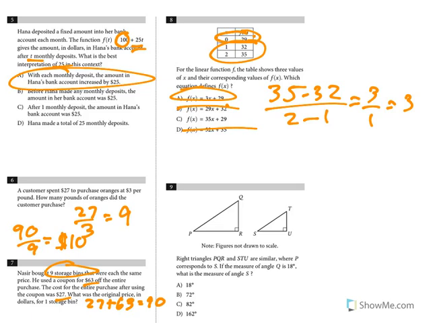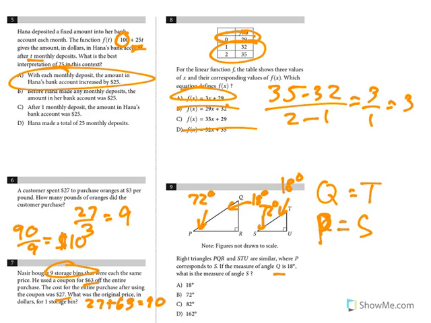Number 9, we have similar triangles, so the corresponding angles will be equal. Angle Q will be equal to angle T, angle P will be equal to angle S, and obviously the right angles are equal. They even tell us that, right? P corresponds to S. It says angle Q is 18, so that means that T is also going to be 18. So we do 90 minus 18, and that's going to give us 72 for the other 2 angles. They're asking us to find the measure of angle S, which we already said was going to be 72.